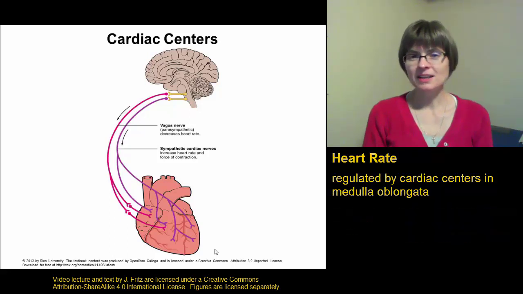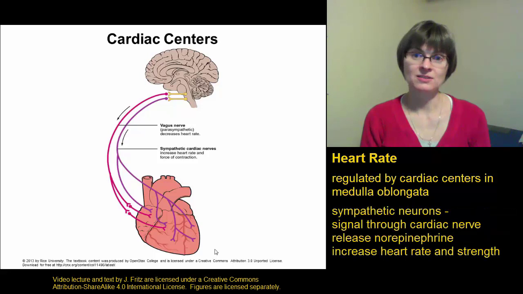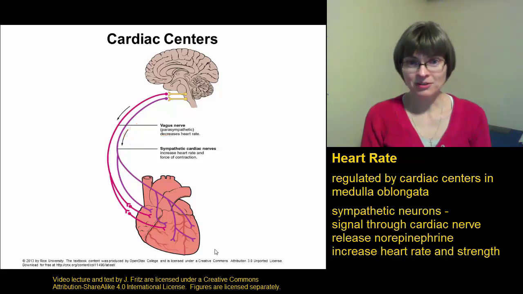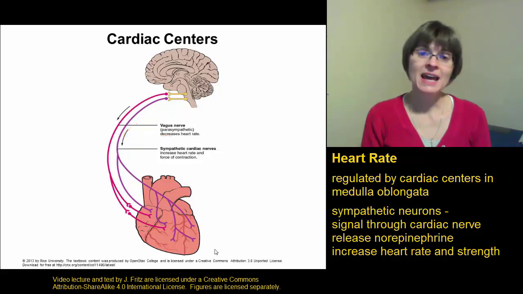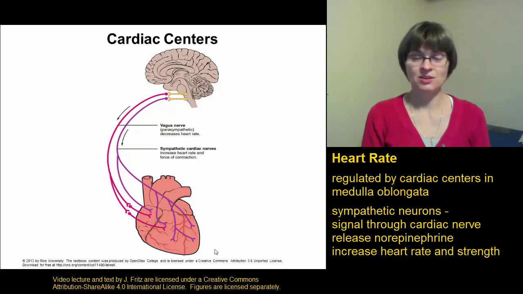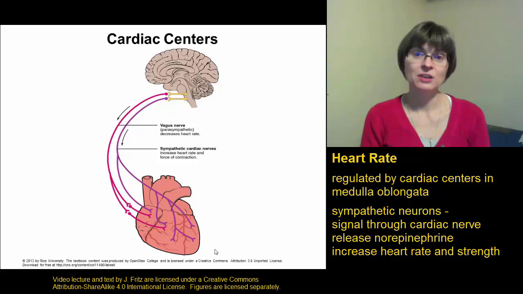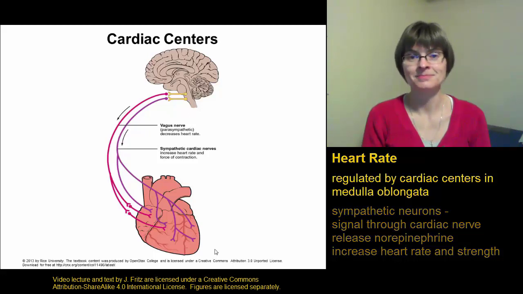If the cardiac centers activate sympathetic neurons, those sympathetic neurons go through the cardiac nerve to the heart and they release norepinephrine. Norepinephrine binds to its receptors on the heart and it increases the contraction rate and it increases the contraction strength. So the heart beats faster and each contraction is stronger.